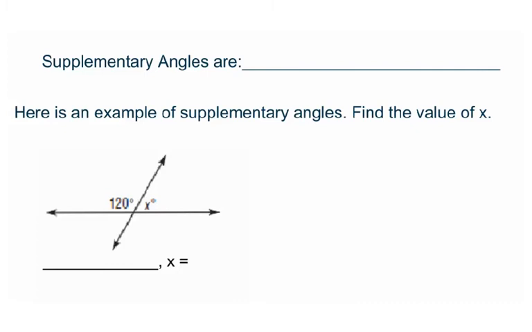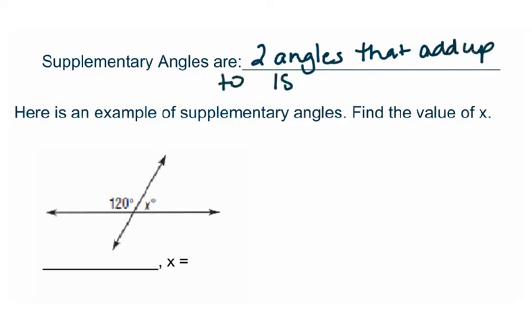Next we have supplementary angles. Supplementary angles are two angles that add up to 180 degrees. So here is an example. Now what you see here is a straight line. The straight line tells you that it is a supplementary angle, so you're going to make it equal to 180.